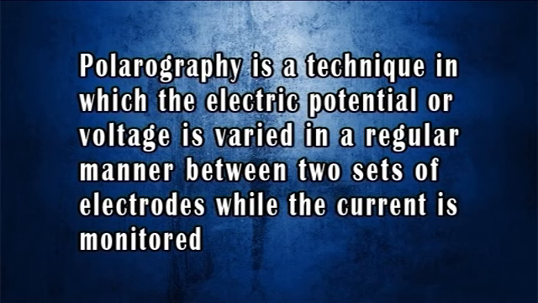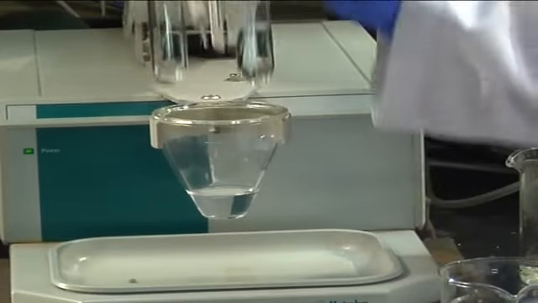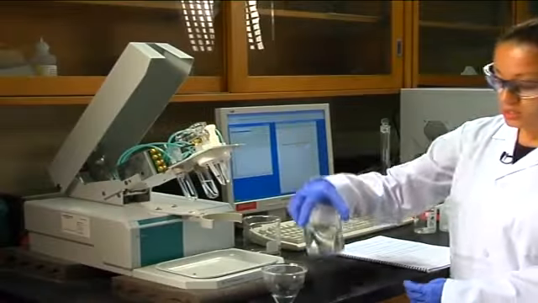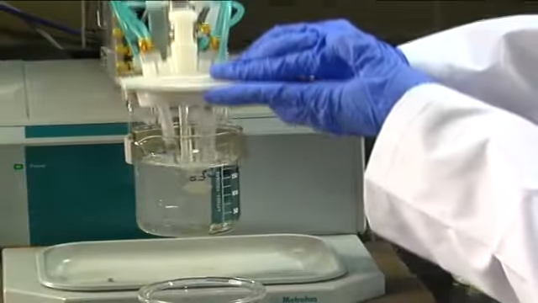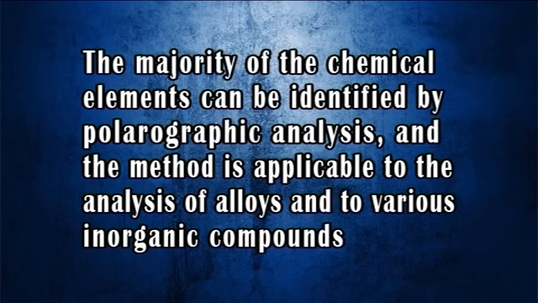In general, polarography is a technique in which electric potential or voltage is varied in a regular manner between two sets of electrodes while the current is monitored. The shape of the polarogram depends on the method of analysis selected, the type of indicator electrode used and the potential ramp that is applied. The potential ramps are applied to a mercury indicator electrode and the shapes of the resulting polarograms are compared.